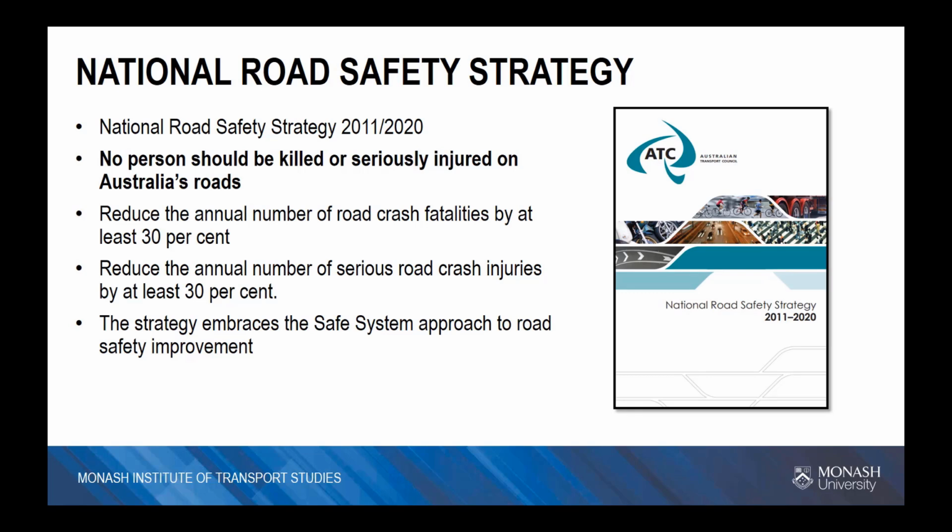Well, as I mentioned earlier in this presentation, and as a recommended reading for this week, Australia has adopted a national road safety strategy that's currently under review because it ends in 2020. This strategy was designed to help guide road development and operation throughout the nation. The overarching goal of the strategy is that no person should be killed or seriously injured on Australia's roads.